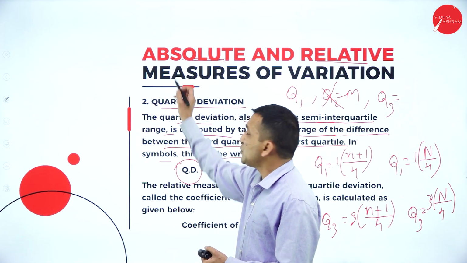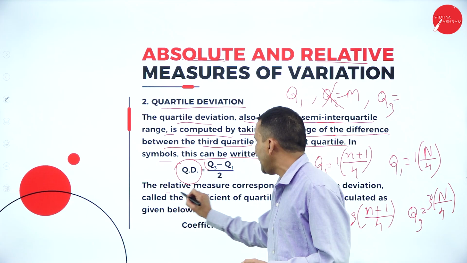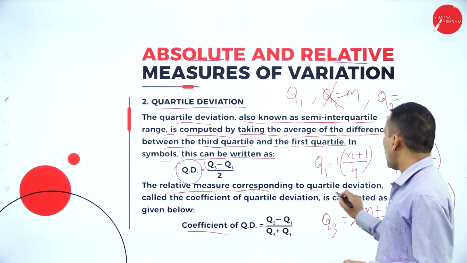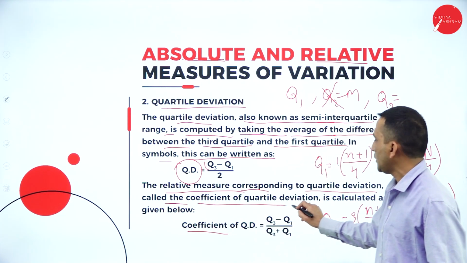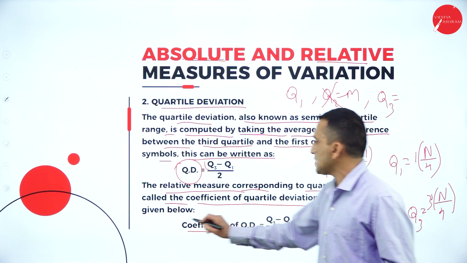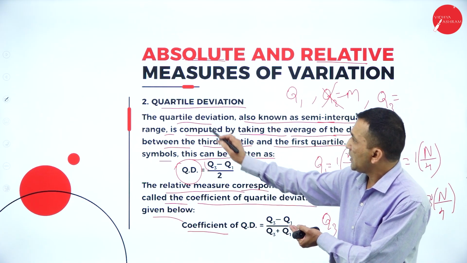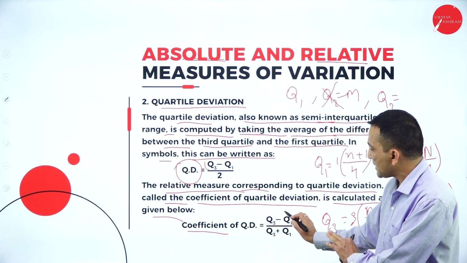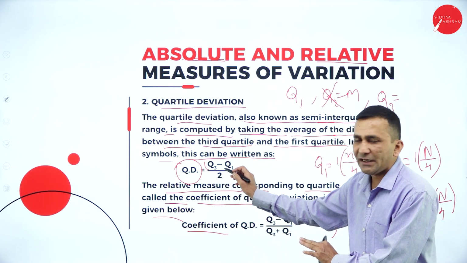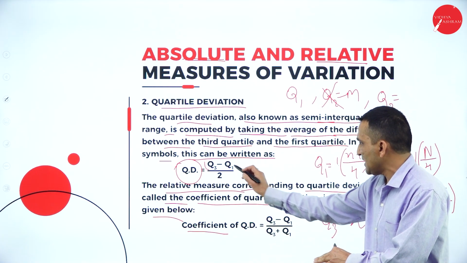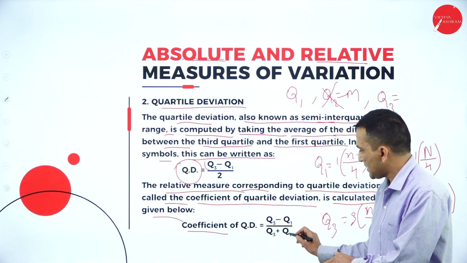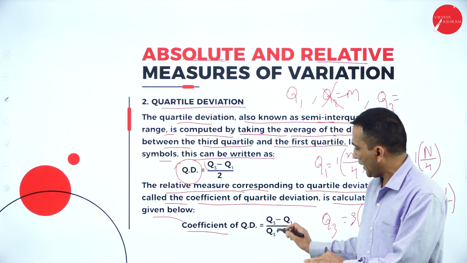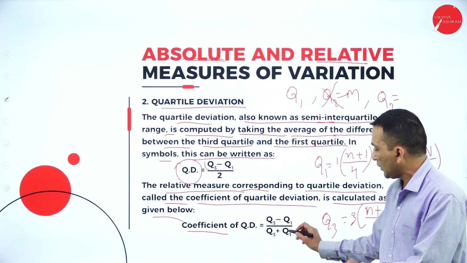So in absolute, now you have clarity, but relative measures means we are just adding a coefficient. Clear? So the coefficient corresponding to quartile deviation, called the coefficient of quartile deviation, is calculated as given below. Whatever the original absolute formula is, Q3 minus Q1, the numerator we write as it is, but in the denominator, instead of writing 2, I am writing Q3 plus Q1. The same thing, only the sign is changed. Here we divide Q3 minus Q1 by Q3 plus Q1.